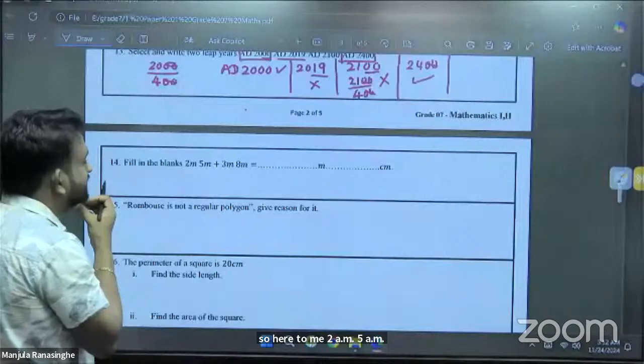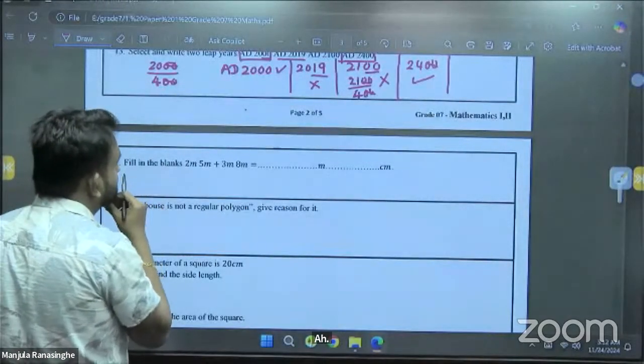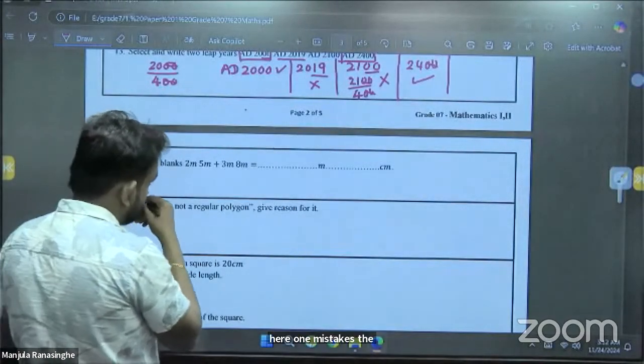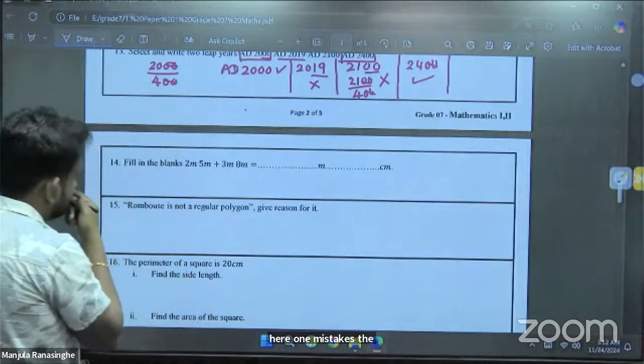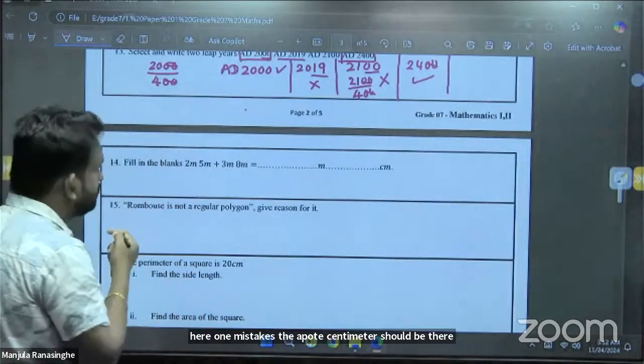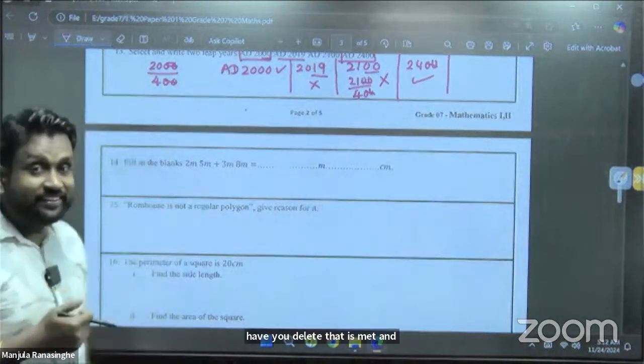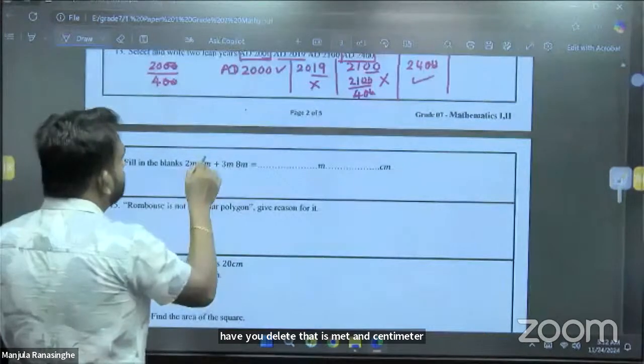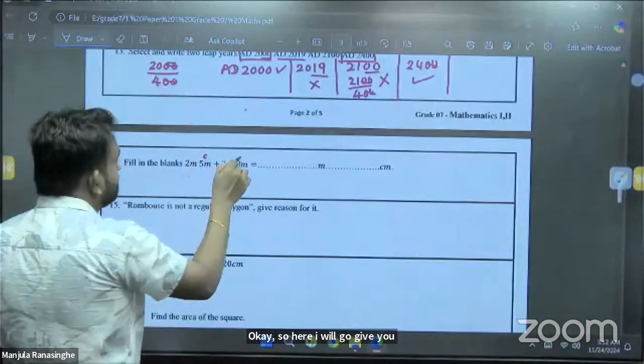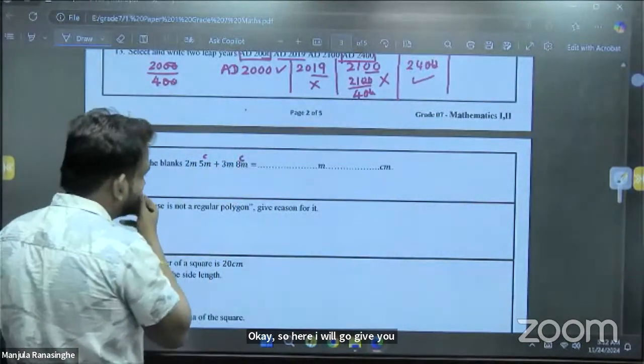Here is one mistake. Centimeter should be there. Yes. Have you done it? That is meter and centimeter. Okay, so here I will give all marks, right? Because the centimeter is missing there.